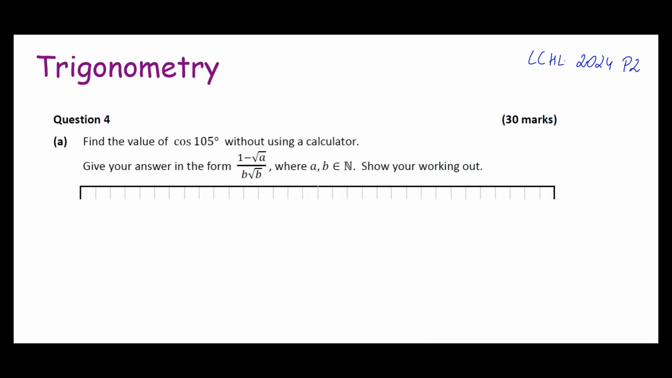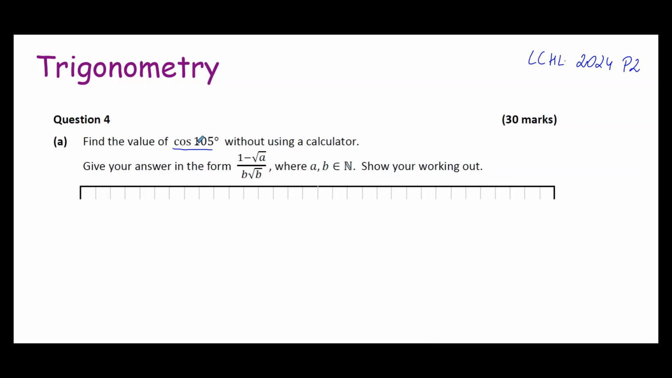Trigonometry, and specifically we're going to be looking at trigonometric identities. So let's see. Find the value of cos 105 without using a calculator. Now, why would they say that? Because I can put in my calculator cos 105, press equal, and I get the answer. And then we have a specific terms and condition about our answer. Okay, so how do we do that?